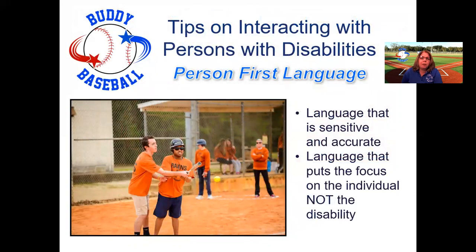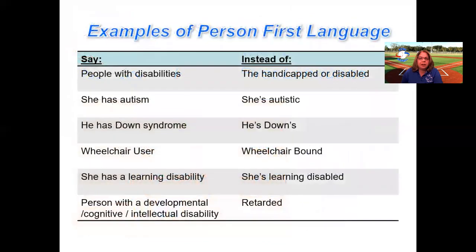So another thing we want to talk about is give you some tips on interacting with people with disabilities and using what we call person first language. What this is, it's language that's sensitive and accurate, but it puts the focus on the individual and not the disability. And one thing about this tip or the skill we're going to teach you is this goes beyond the baseball diamond. This can be used in your workplace, in your home, in your place of worship. So we'll give you some examples here on the next page.